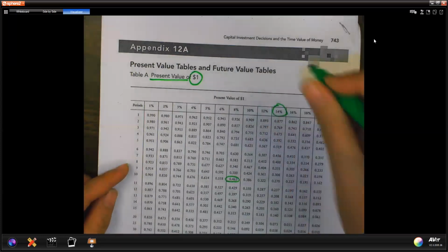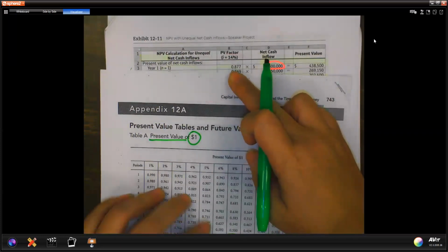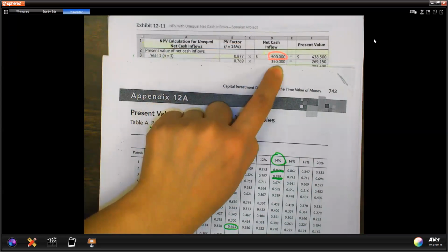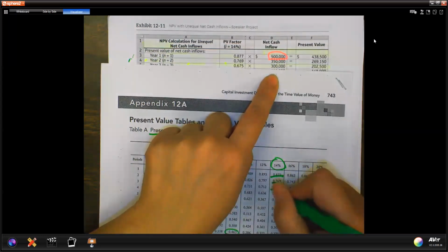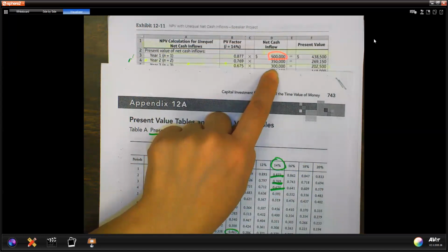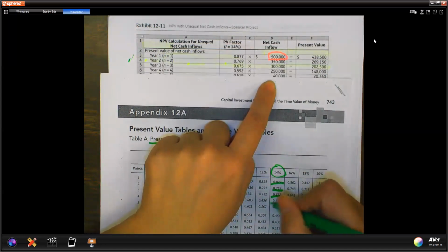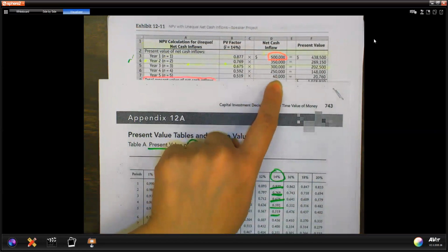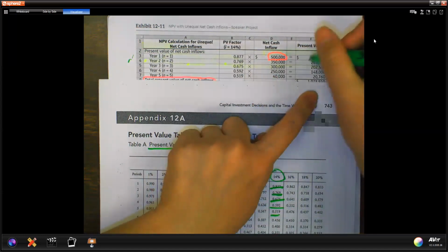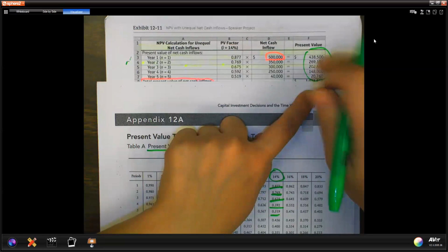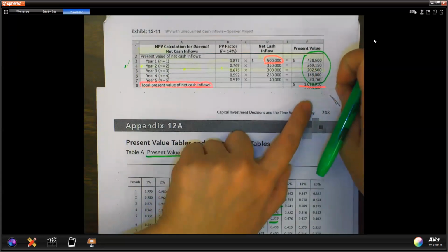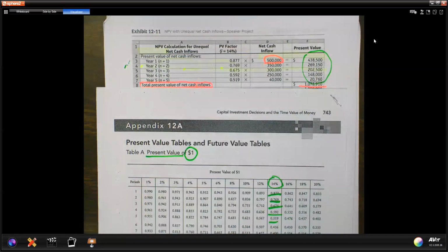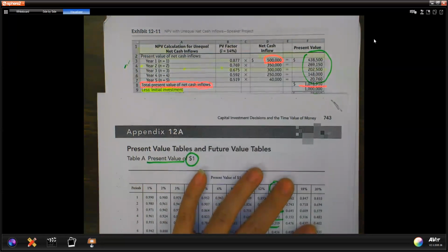At 14%, the first year has a 0.877 discount factor. Second year 0.769, you times the related cash flow. Third year 0.675 times the cash flow for that year. Fourth year 0.592 times that year's cash flow. Last year 0.519 times that last year's cash flow, 40,000. So you get your discounted present value for each year. You add them, that gives you the total present value of your cash inflow. You subtract your outflow.